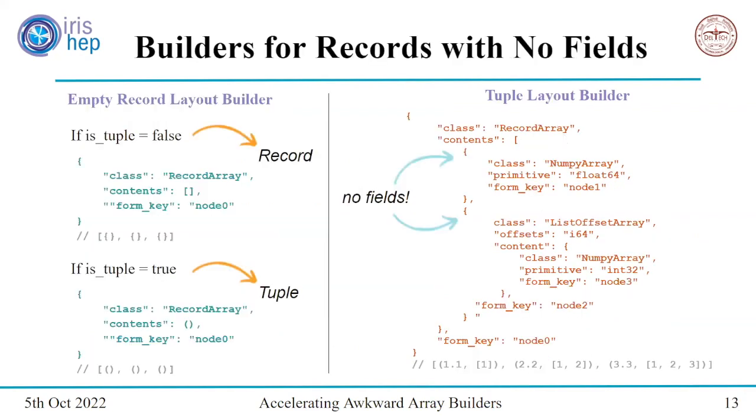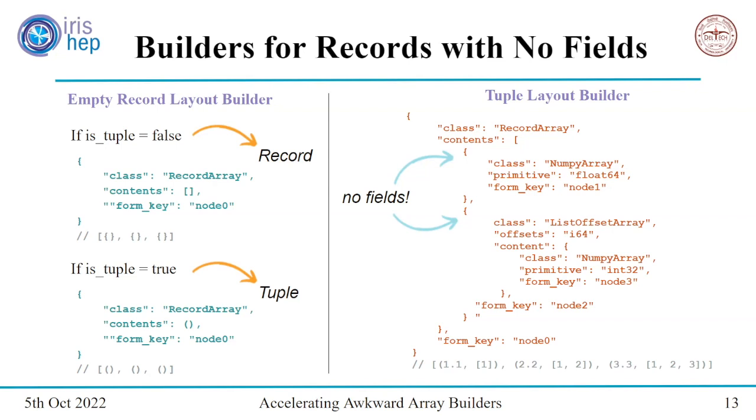So along the way, we realized that there were some subtle issues, such as dealing with records that have no fields. So different builders were needed for records with named fields, like records, and records whose fields were not named, like the tuple.